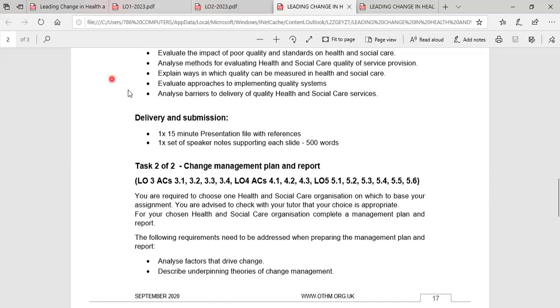Yes. The presentation, how is it meant to be presented? Is it meant to be a PowerPoint?